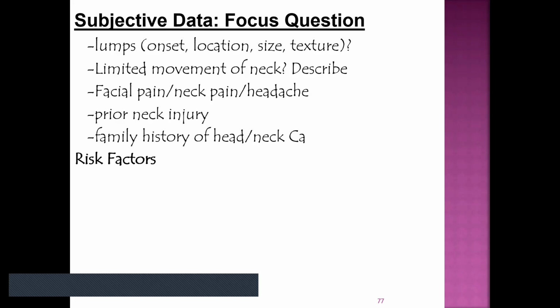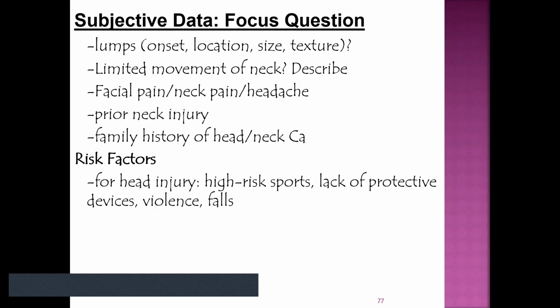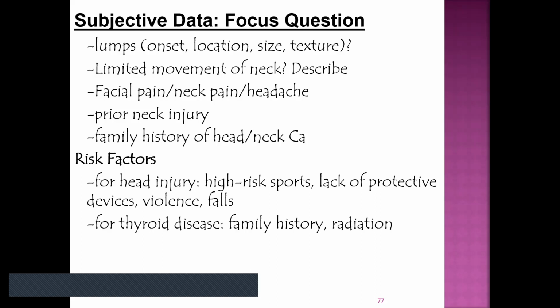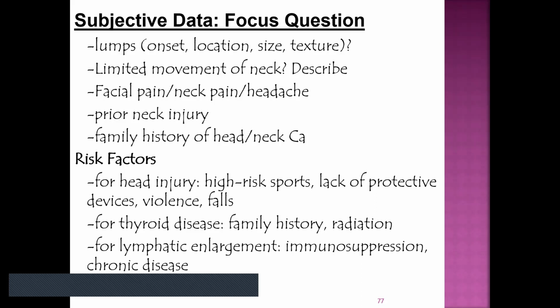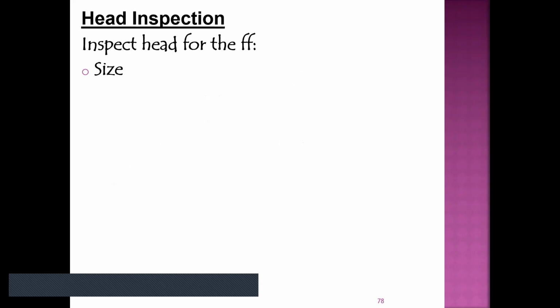And in obtaining the subjective data, you might want to consider asking also about risk factors such as high-risk sports, lack of protective devices, violence at home or elsewhere, and even falls. Any history or risk factor of head injury. For thyroid diseases, of course, you have to ask about family history and exposure to high levels of radiation. It depends on the occupation. You might want to question that one. Now, for lymphatic enlargement, immunosuppression, and chronic disease. Okay, these are subjective focus questions that you need the client to answer for you.